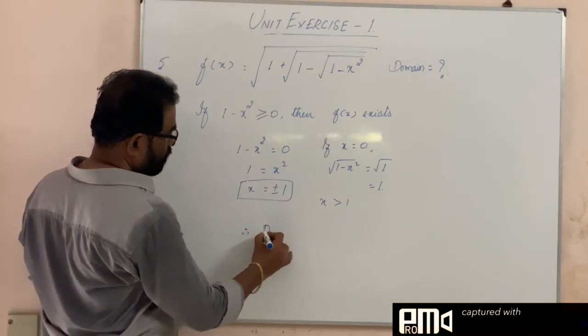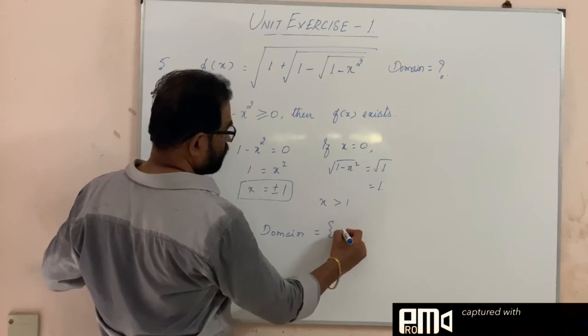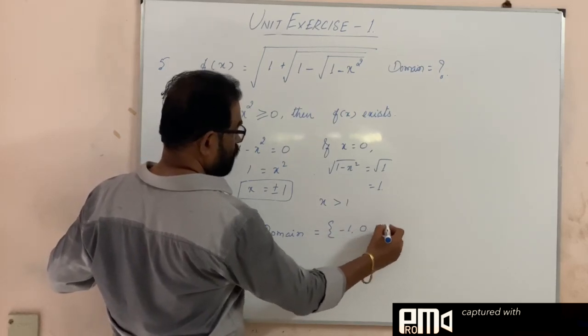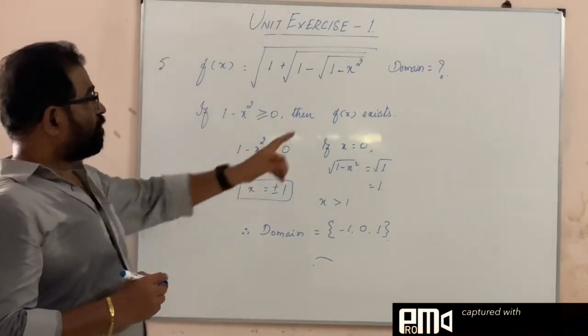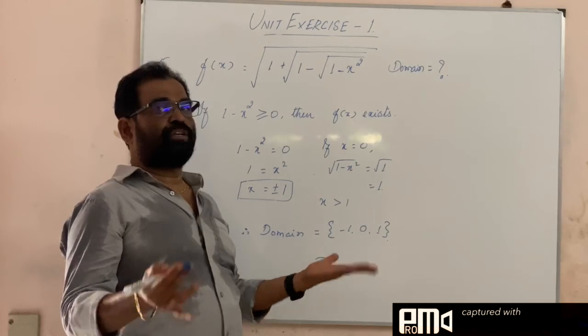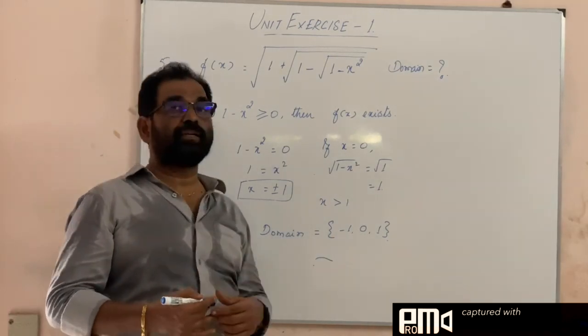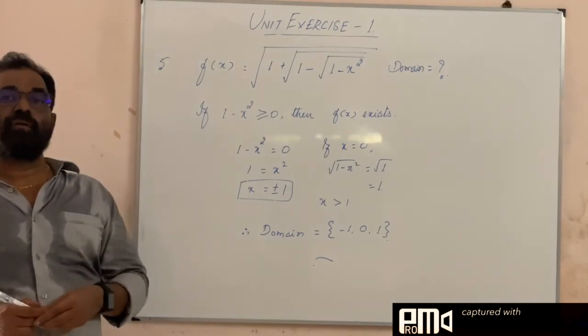Therefore, minus 1, 0, 1. For these three values, the square root exists. Otherwise, no, because inside the square root you will get a negative number, and we cannot find a square root for a negative number.